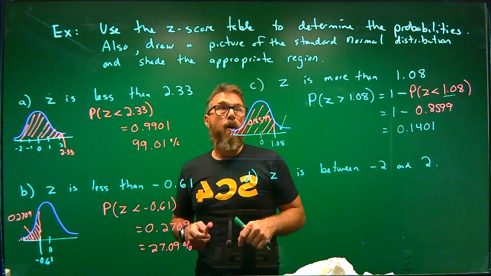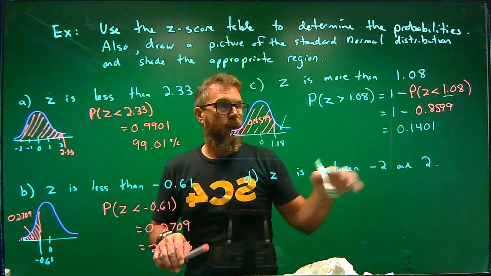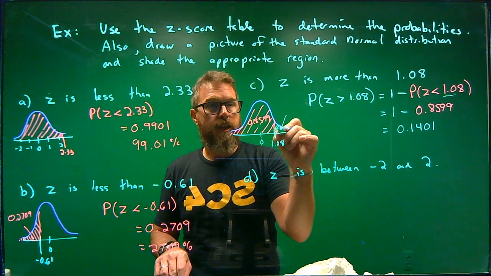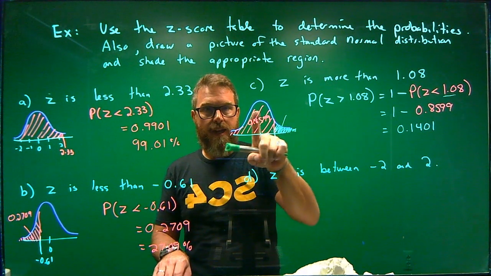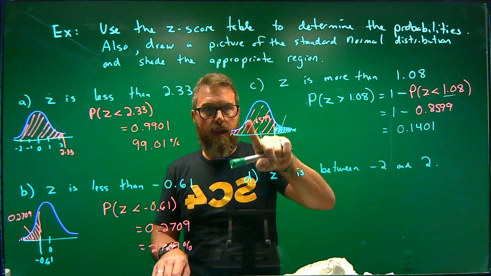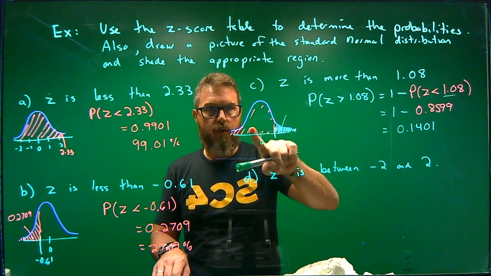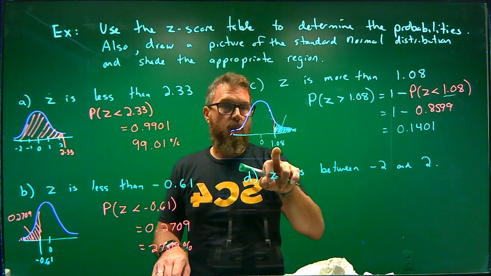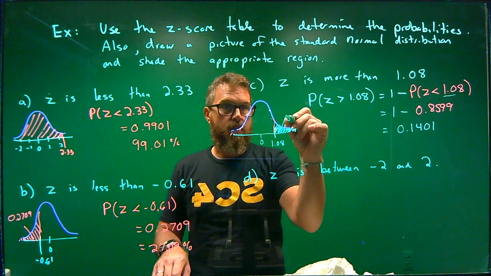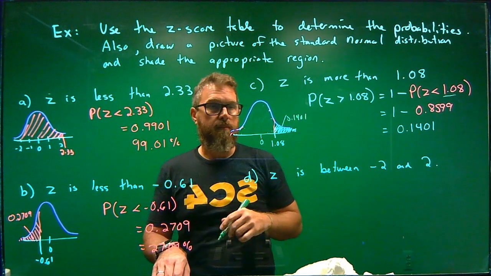0.1401. Now I'm supposed to shade the appropriate region, so since this is in green, I'm going to shade this region right here. And if I was going to do this on a test, I would kind of erase that pink. So I'm going to do that right now. The pink is not what I'm trying to shade. What I need to know is what's the probability that I'm greater than that 1.08. So that's going to be the 0.1401.